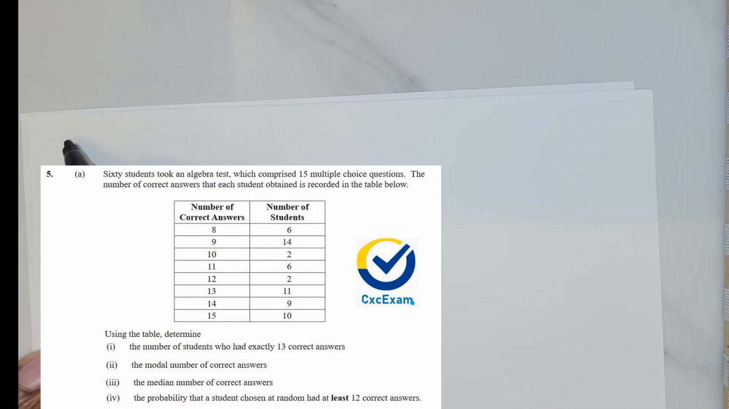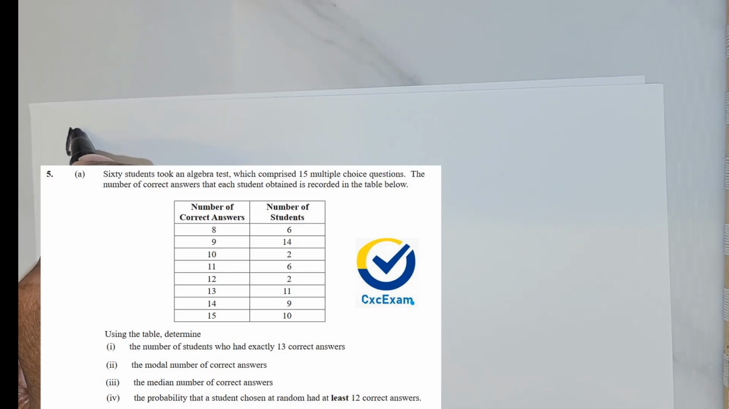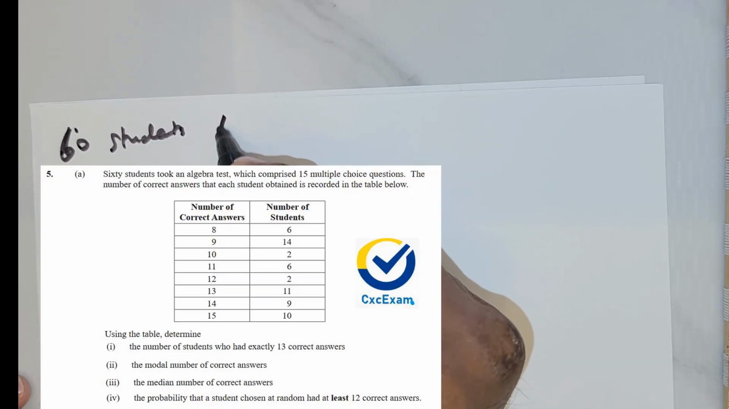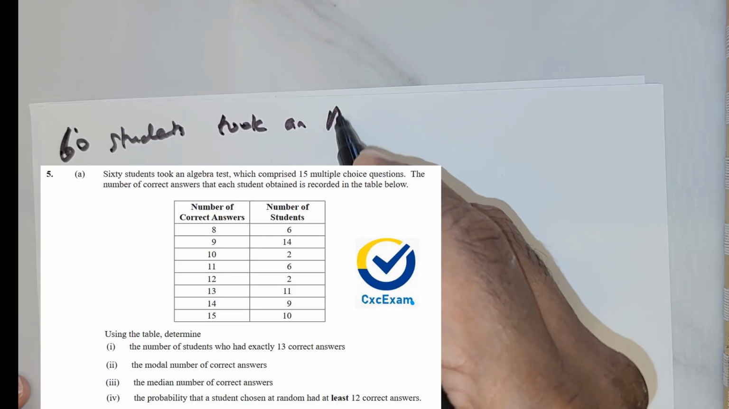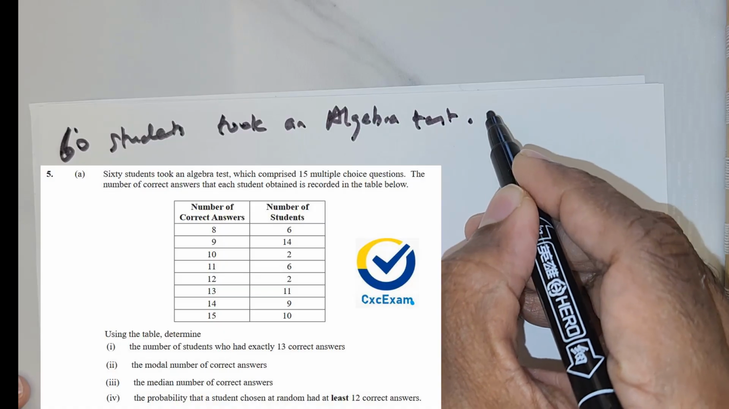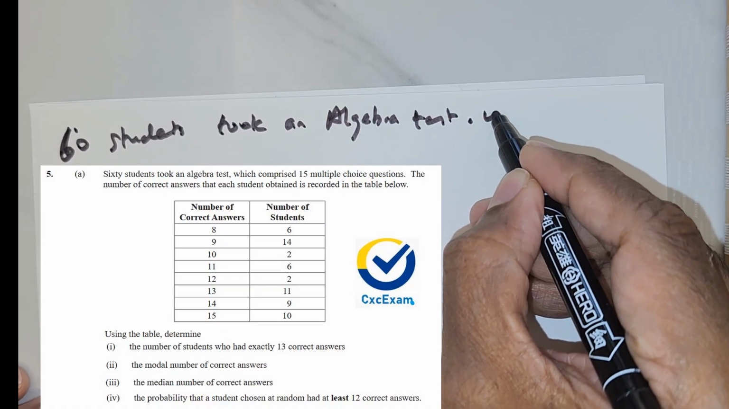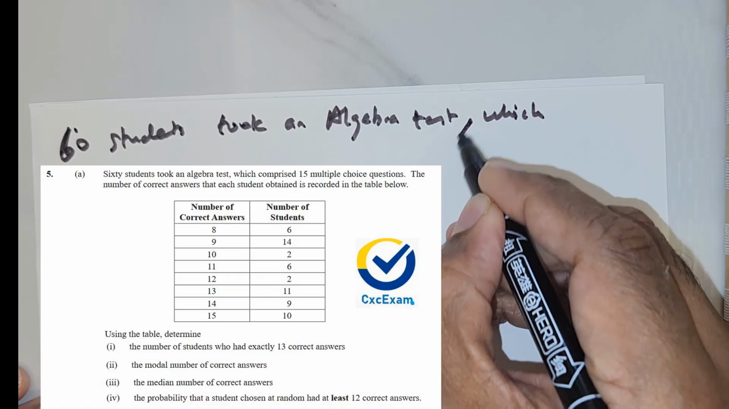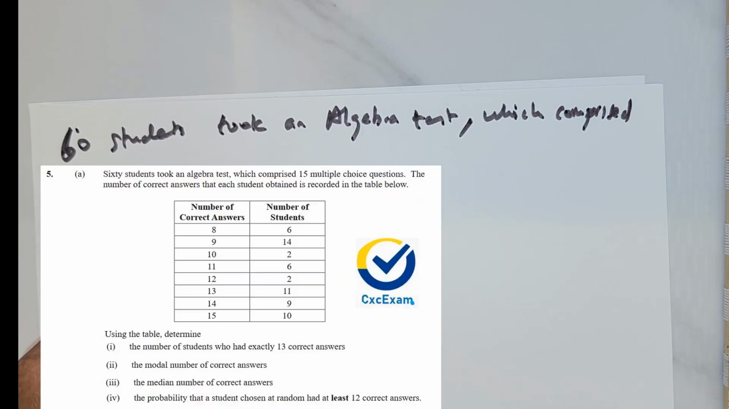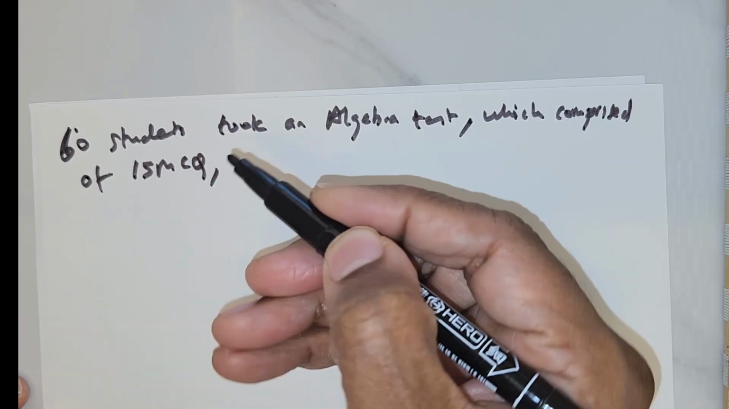This is the next question. Let me write the question down. 60 students took an algebra test, which comprised of 15 multiple choice questions, MCQ.